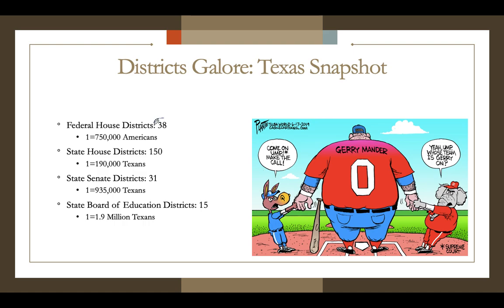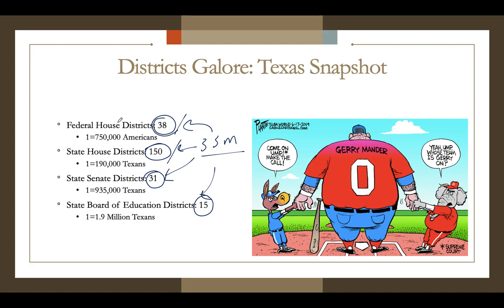So for the federal House members, we break it into 38 groups, but we also break it into 150 groups for our own House of Representatives, which the people elect at the state level as well. The state Senate districts, we have 31 of those. State Board of Education, we have 15 of those. And so we basically take the state of Texas, which is right now roughly 30 million people, and we divide that 30 million by 38, by 150, by 31, and by 15, and we create all these different groupings, which confuses the hell out of a lot of people because you end up in a lot of different groups.